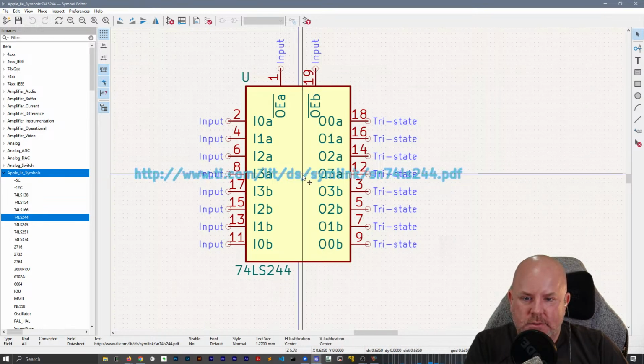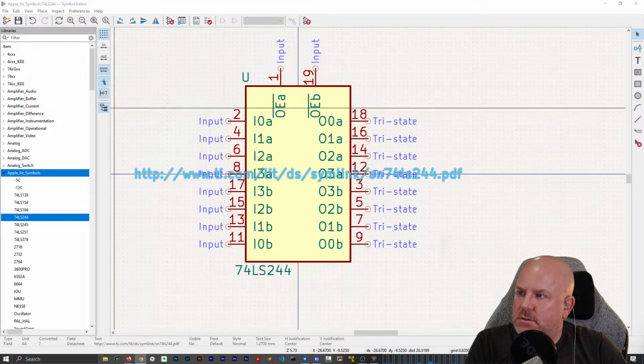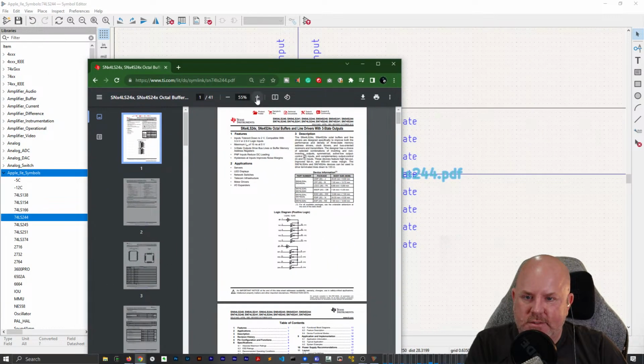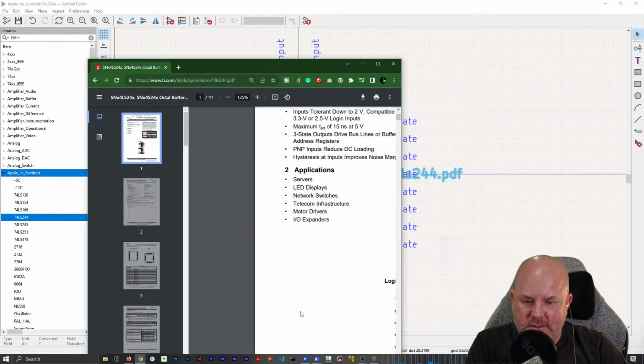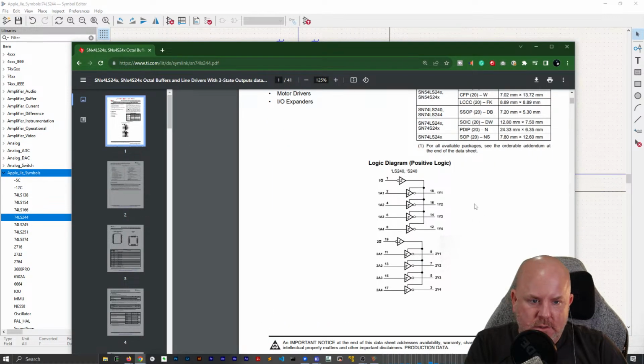Okay. What's the 244? Isn't this a buffer? Yeah. Octal buffer. And it's one direction, right? So this symbol is already correct. Yeah, because you've got in and then out. Because the 244 is one direction, 245 is bidirectional, right?